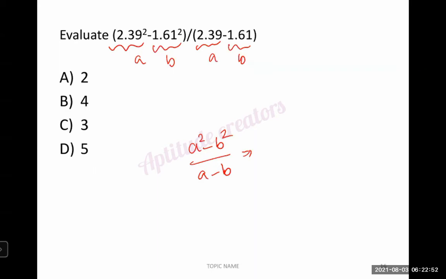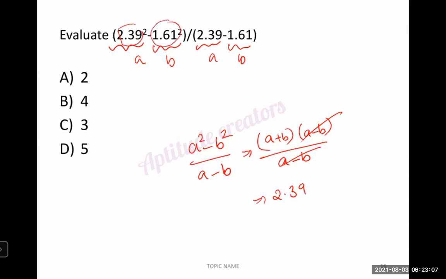Now can I write a square minus b square as a plus b into a minus b? A plus b into a minus b divided by a minus b. A minus b is cancelled out. A value is 2.39, b value is 1.61, so 2.39 plus 1.61 gives the result as 4. Answer is option B.